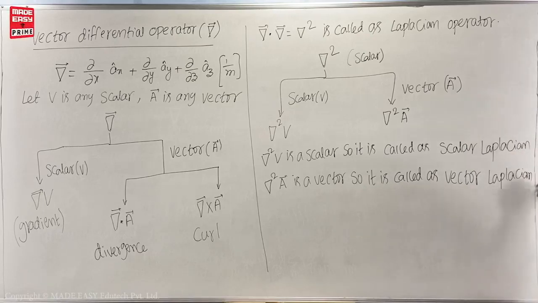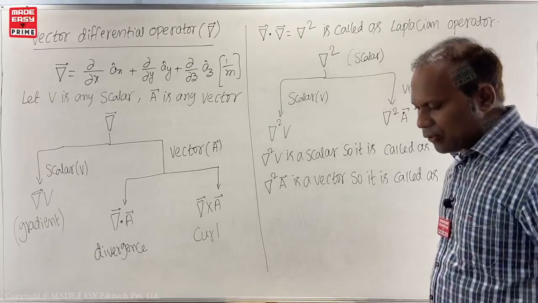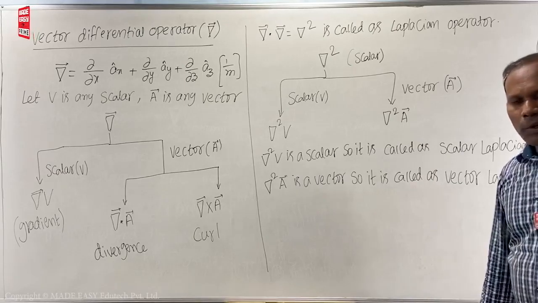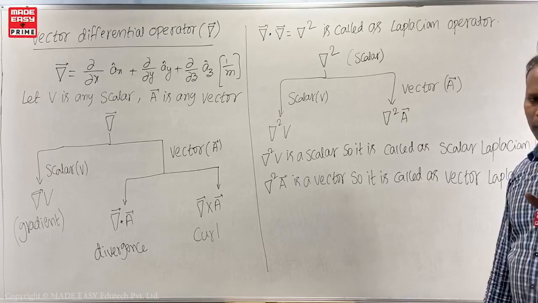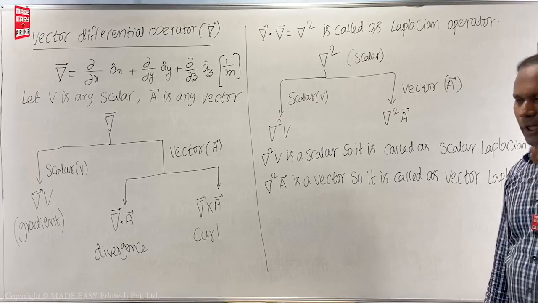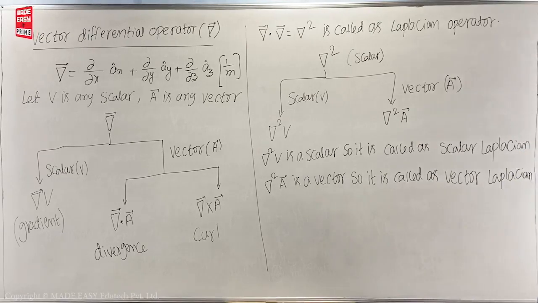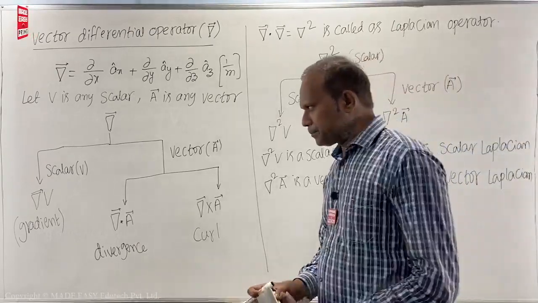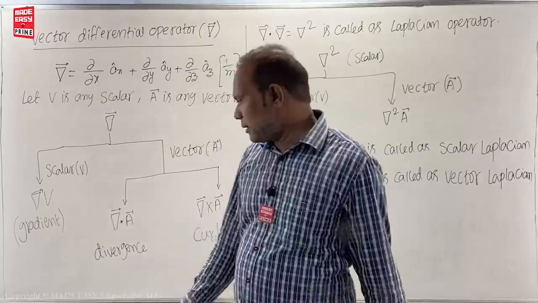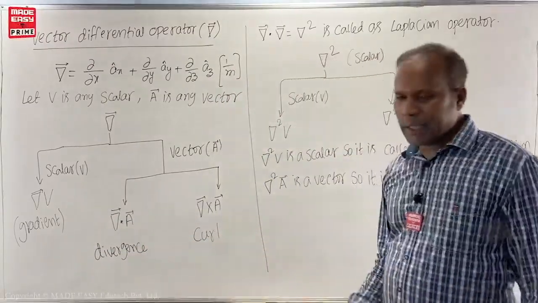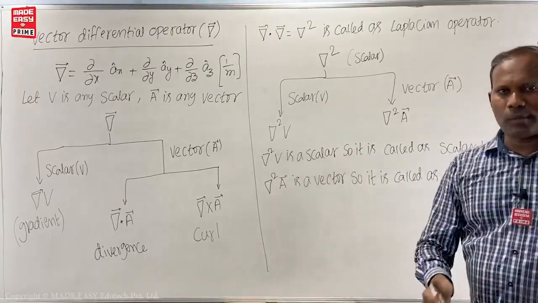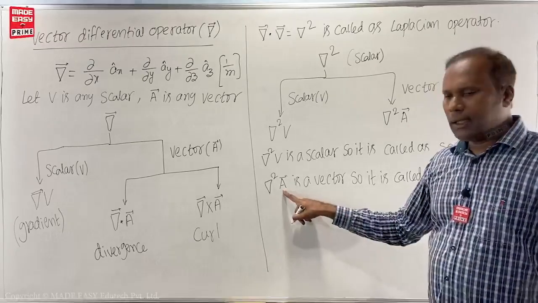Okay. So students, total we need formulas for 4 operations. For each operation we need formulas in 3 coordinate systems: rectangular, cylindrical and spherical. Actually these formulas come from derivations, you have to remember them. I will be writing them. You see here, gradient is one operation, divergence is second operation, curl is third operation.